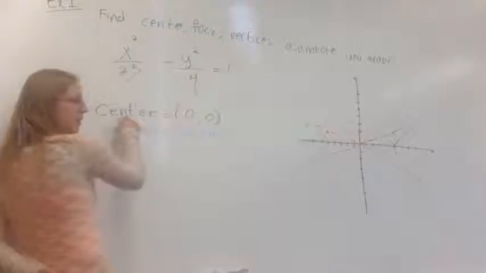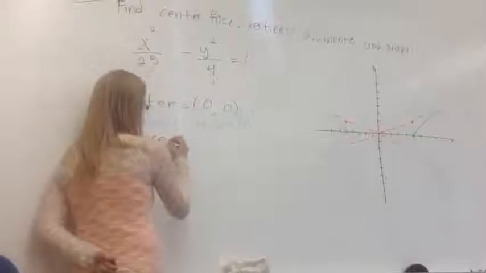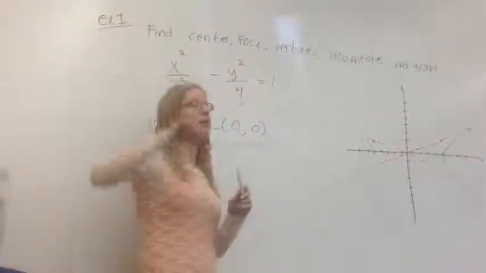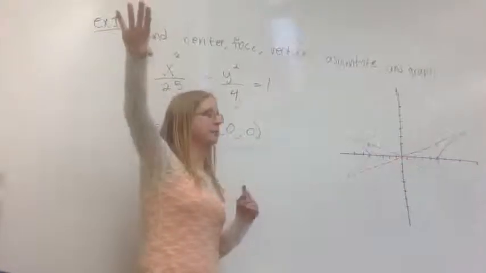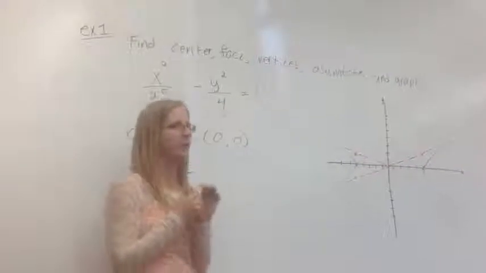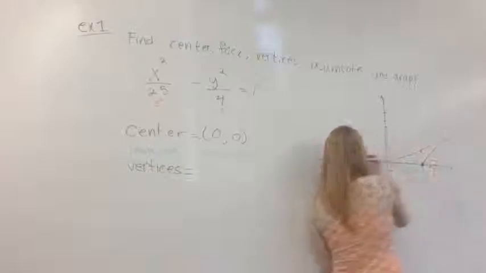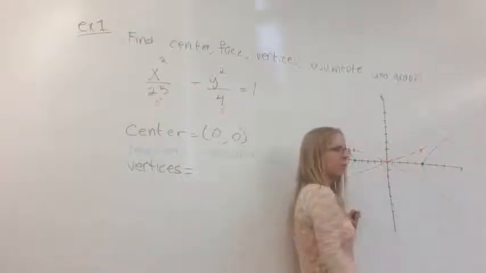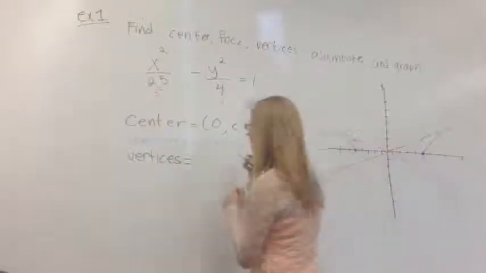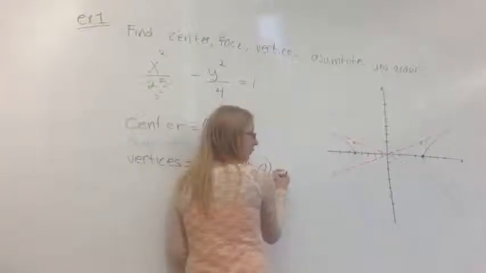I found my center already. I'm going to now find my vertices. It's easier to find the vertices first. So how do I find the vertices? Now I could look at those formulas over there on the sideboard and memorize them. Absolutely, I'm not going to stop you. There's a way easier way. Just look at your picture. These are the vertices, right there. What are those two points? 5, 0 and negative 5, 0.